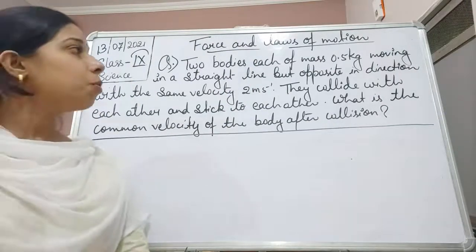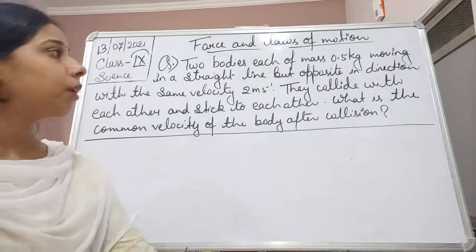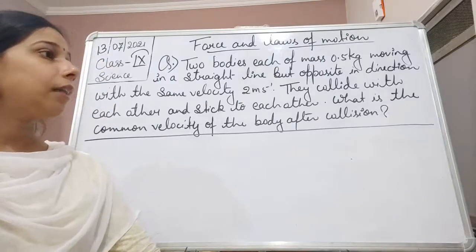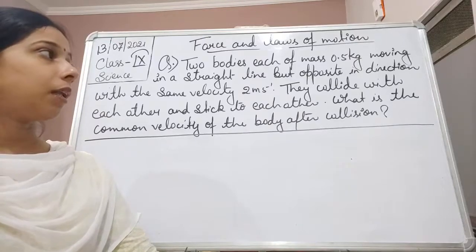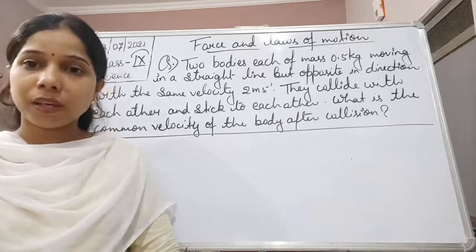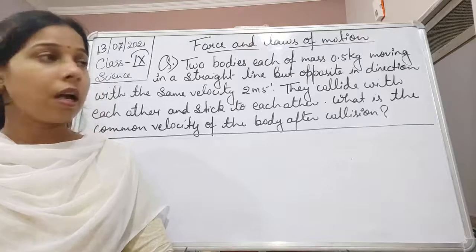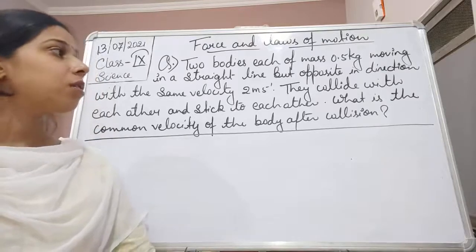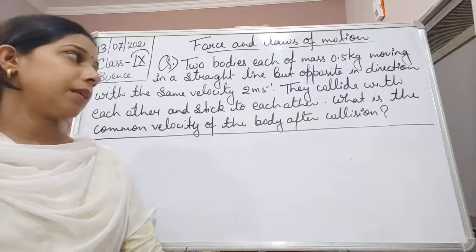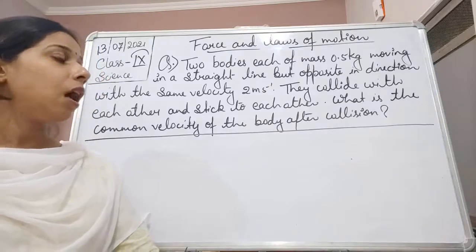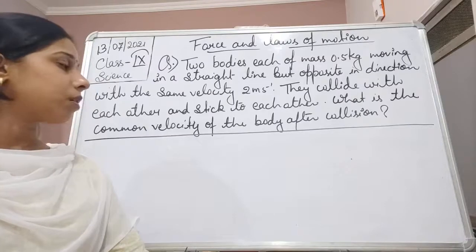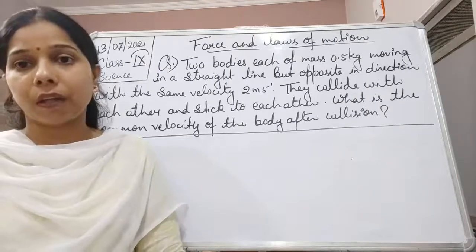The question is, two bodies are there and both of them have the same mass, 0.5 kg, and they are moving in a straight line but in opposite directions, with the same velocity, that is 2 meters per second. Now they collide with each other and stick to each other after collision. What is the common velocity of the bodies after collision?